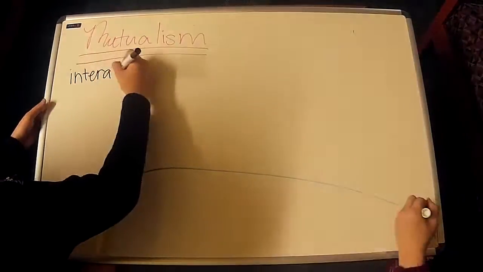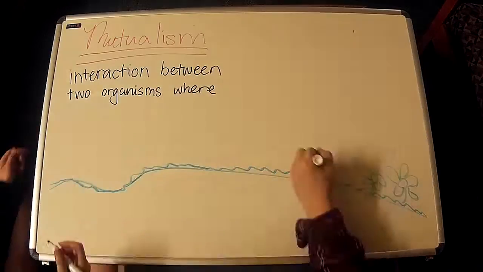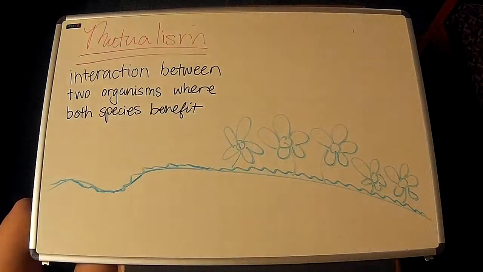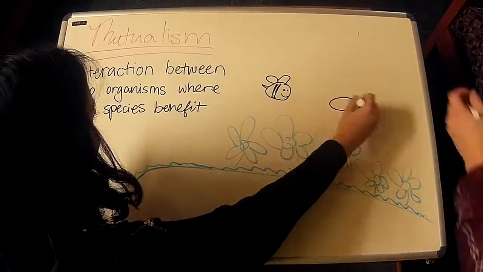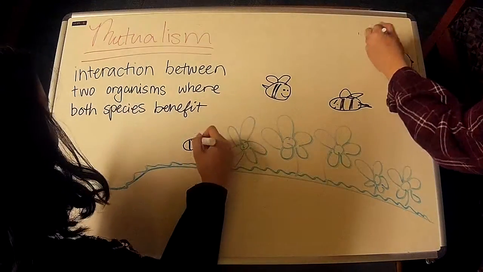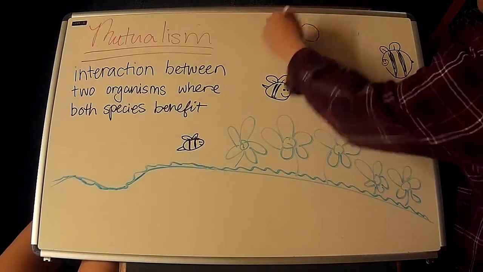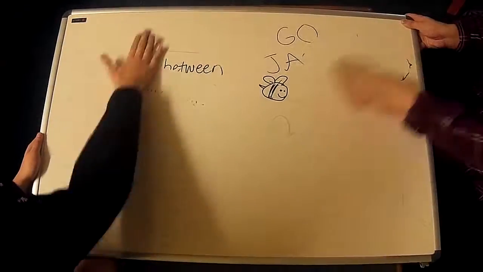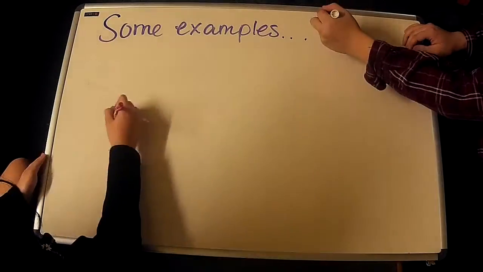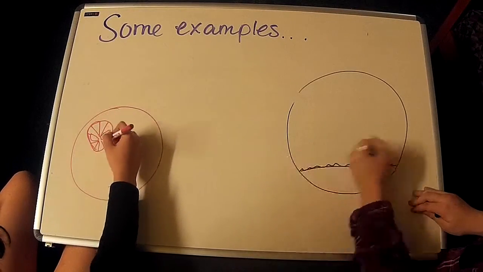Now let's take a step back and focus on mutualism. In mutualism, both organisms benefit. We can see this relationship between bees and flowers. Bees obtain food by gathering nectar, and in return, the flowers get pollinated.